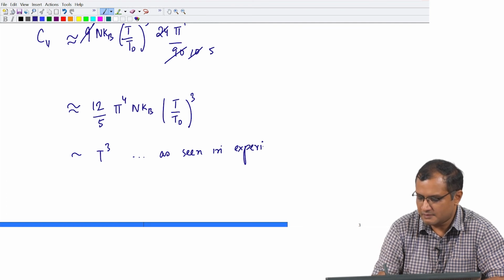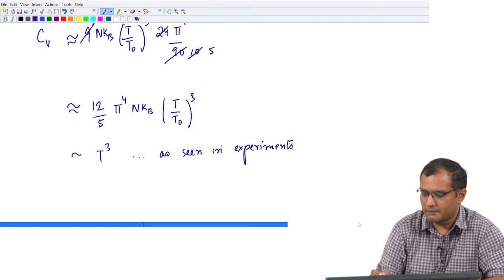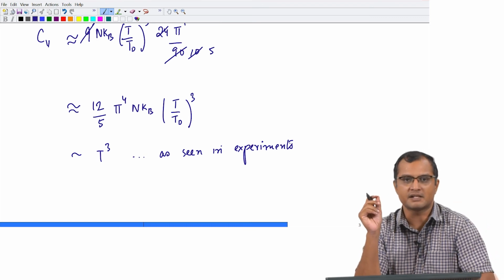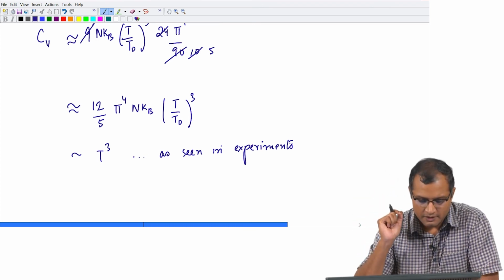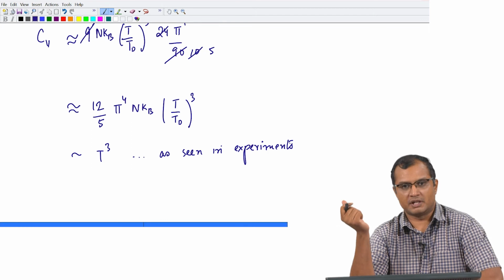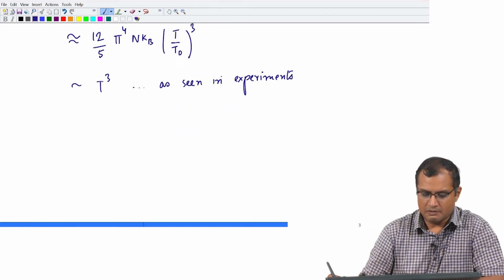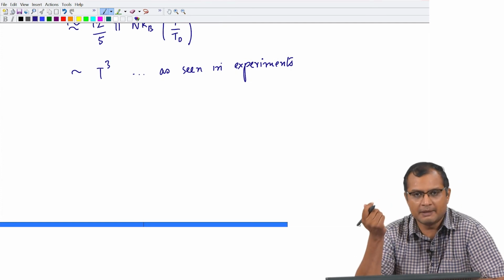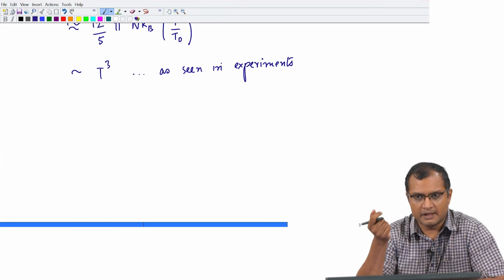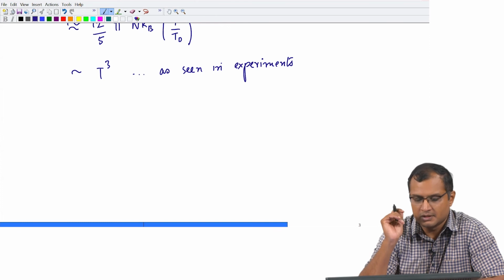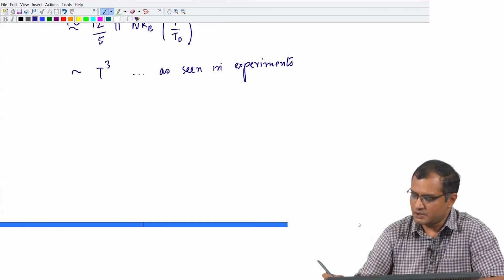So, Einstein's model, which failed to capture this T cube behavior of heat capacity, is resolved in Debye's model, where you see at low temperatures a T cube behavior. Now, at high temperatures the Debye model also predicts heat capacity that becomes constant and becomes 3 n kB, which can be seen.